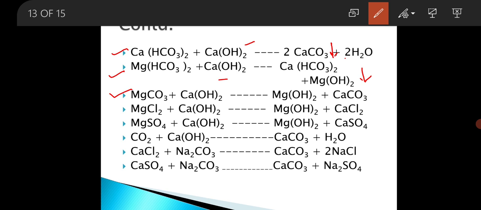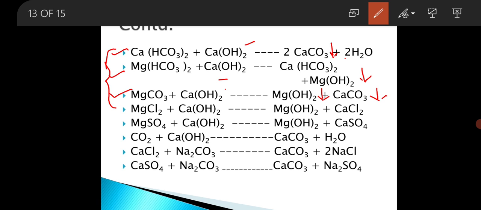And this one is magnesium carbonate, which is carbonate hardness of magnesium. When it reacts with lime, it will form Mg(OH)2, which is insoluble, and CaCO3. This one is also insoluble. So these three are carbonate hardness of calcium and magnesium.